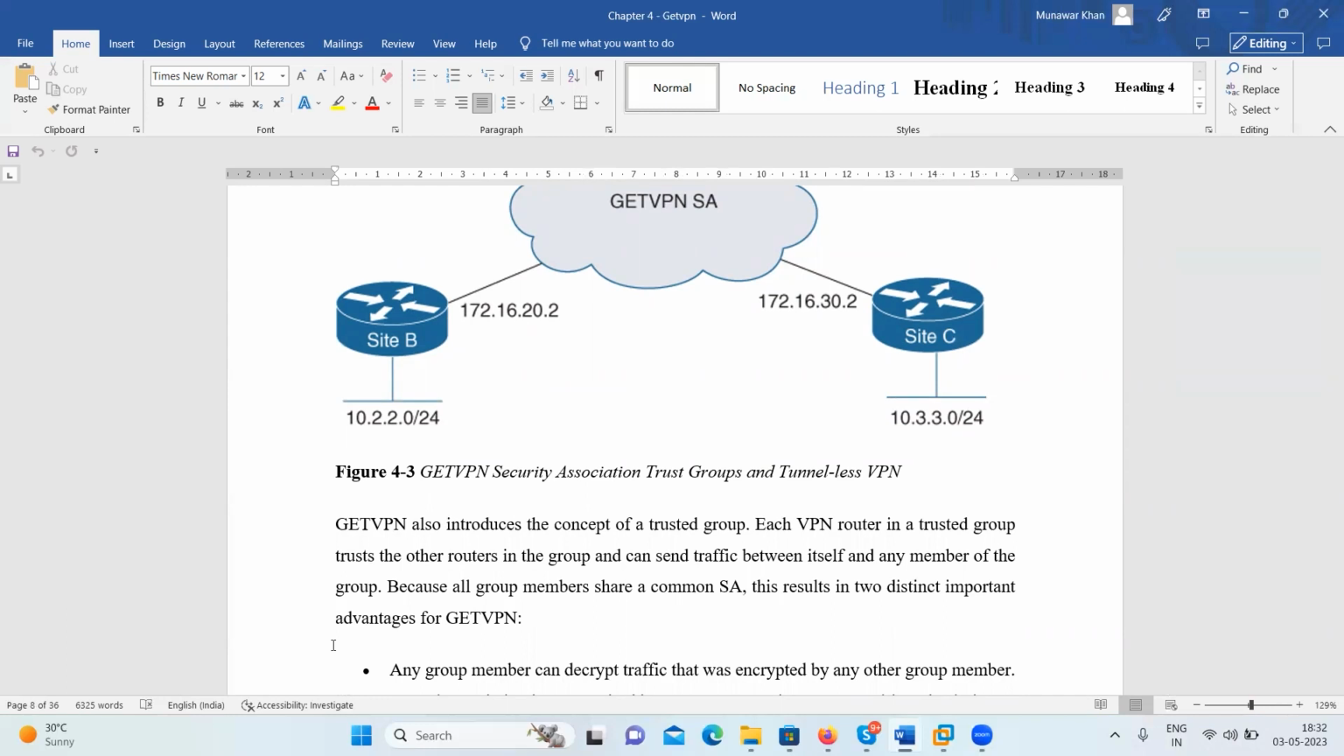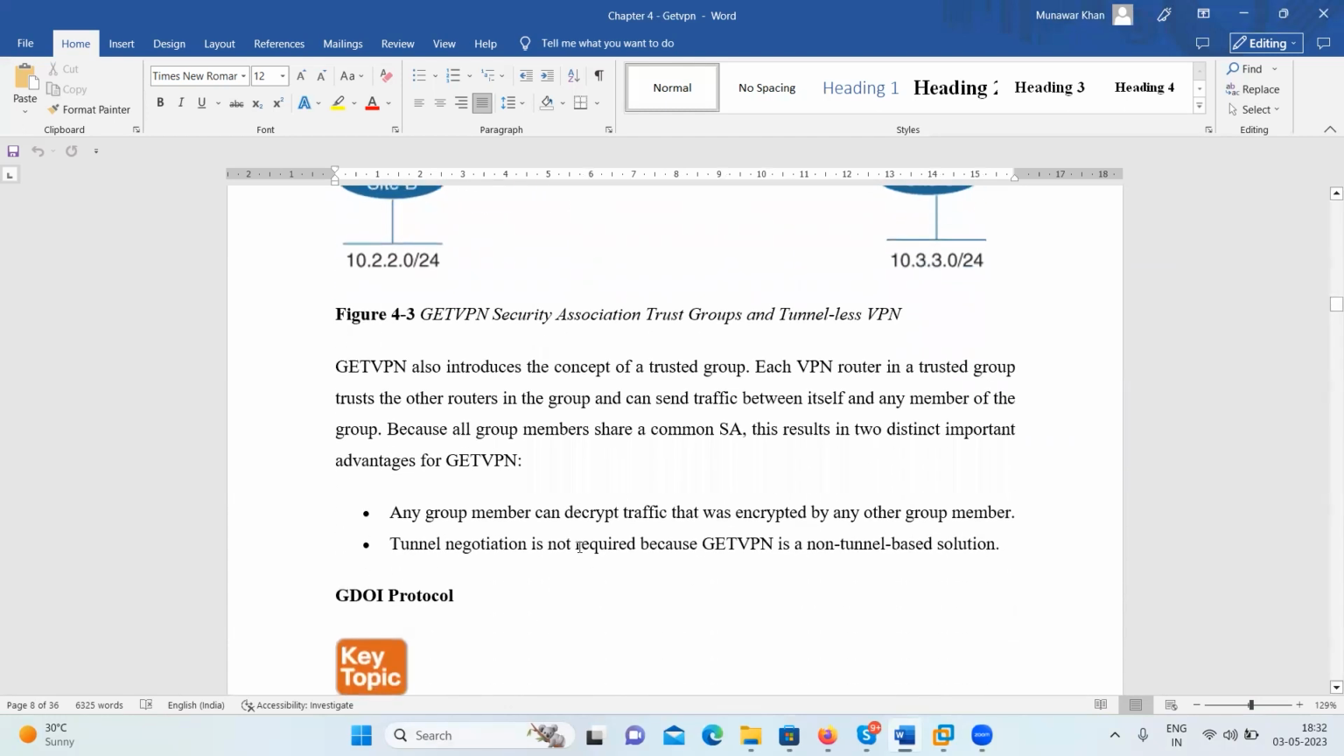This is the beauty. GETVPN introduces the concept of a trusted group. Each VPN router in a trusted group trusts the other routers in the group and can send traffic between itself and any member of the group. Why? Because all the members in this group share a common SA. SA is nothing but security association. Any group member who encrypts the data and sends it to any other group member, he can immediately decrypt it.